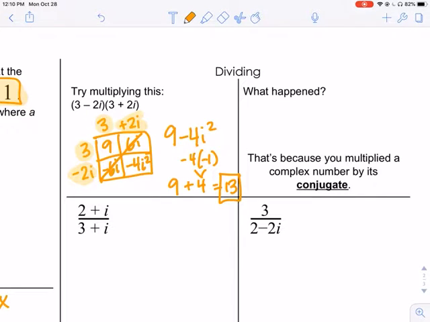So interesting here that I multiplied two complex numbers together and I got a whole number here. So I'm going to write got an integer. The reason that this happened is because I multiplied the complex number by what's called its conjugate, its opposite. So when you multiply times its opposite, we get a whole number out.